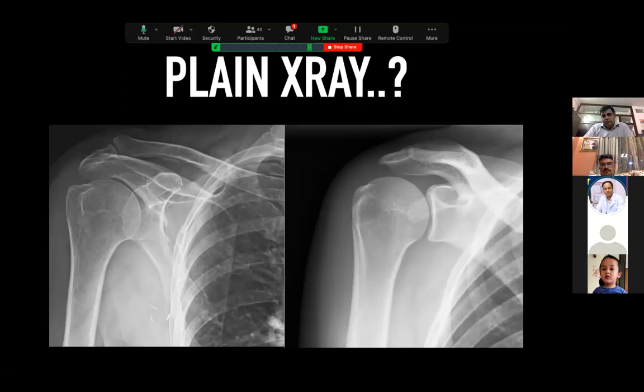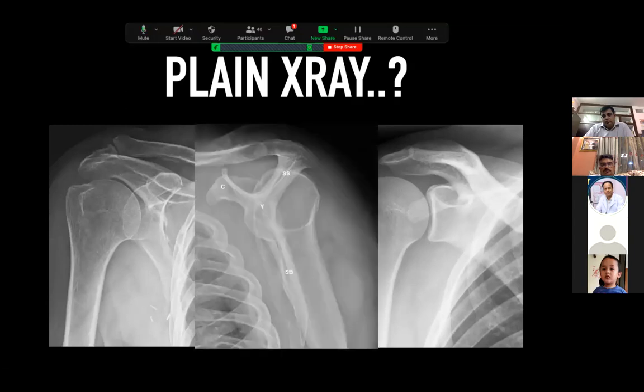So another very important film is the outlet view. It is the scapular Y view, in which we see the various types of acromion, which is generally considered a risk factor for rotator cuff tear.